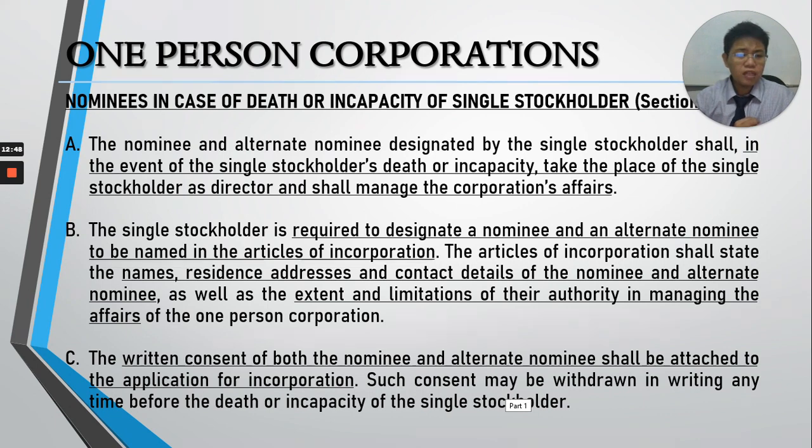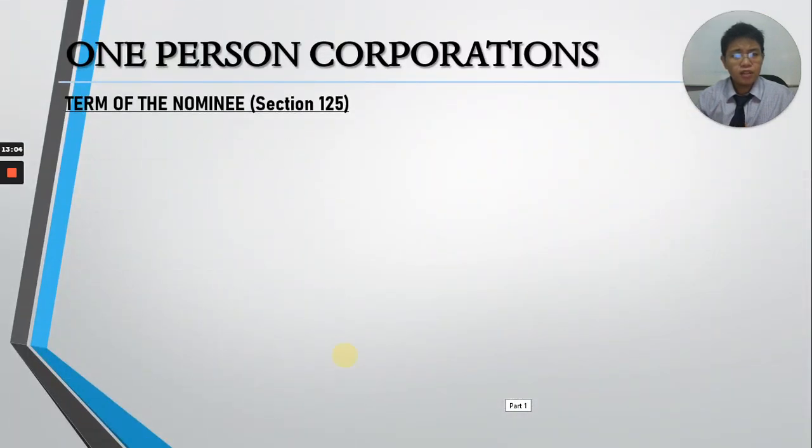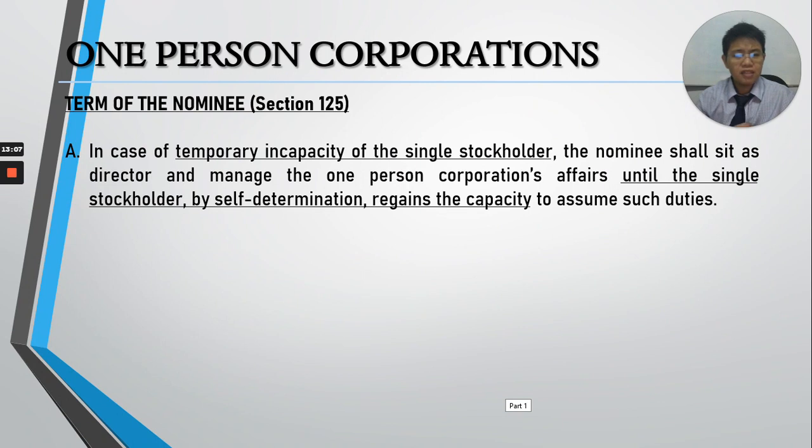Remember, kung may consent, obviously it can be withdrawn in writing anytime before the death or incapacity of the single stockholder. So, kailangan ng written consent ng nominee. Pero pwede rin niyang i-withdraw yung kanyang written consent at any time before the death or incapacity of the single stockholder. The term of the nominee in case of temporary incapacity is until the single stockholder by self-determination, siyang mag-determine, parang okay na ako. So, mawawala na ng role yung nominee or alternate nominee. By self-determination regains the capacity to assume such duties. So, babalik na sa single stockholder yan. So, yun ang term niya during the temporary incapacity.